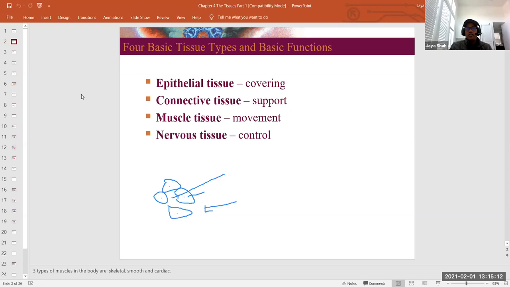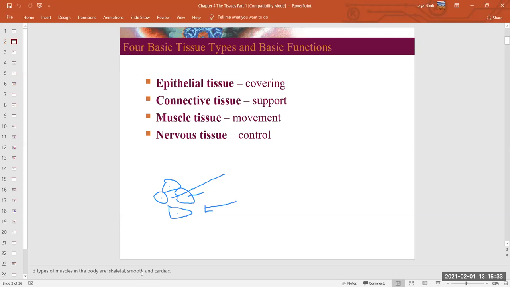The next tissue is muscle. Muscle means movement. So muscle tissue moves your body, moves the content in your body, moves the blood in your body. That's why there are three types of muscles. And those three types of muscles in the body are skeletal, smooth, and cardiac.